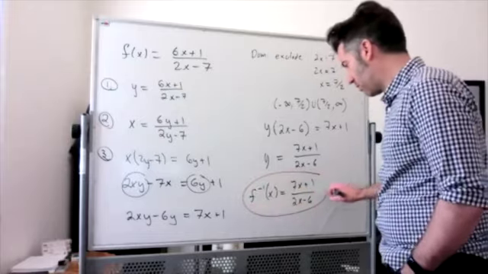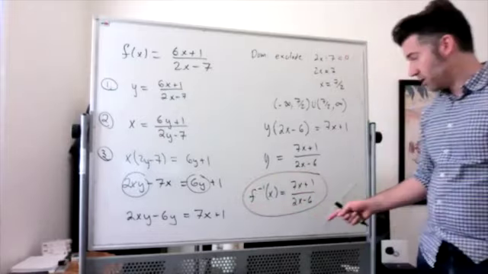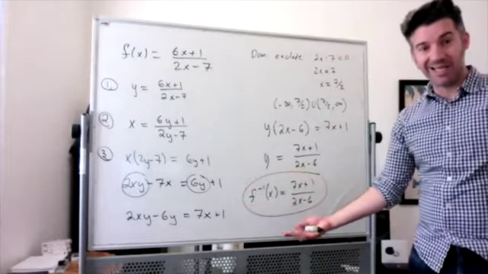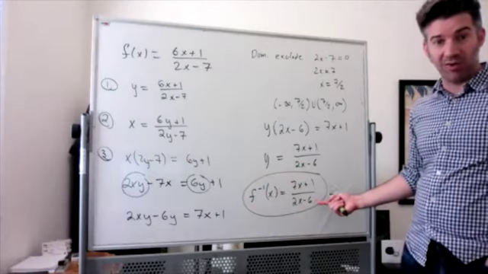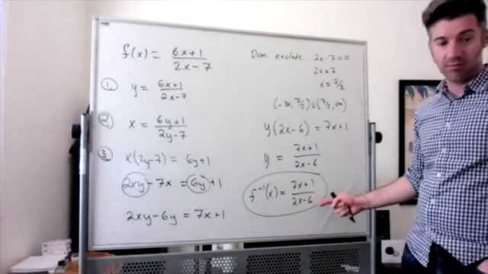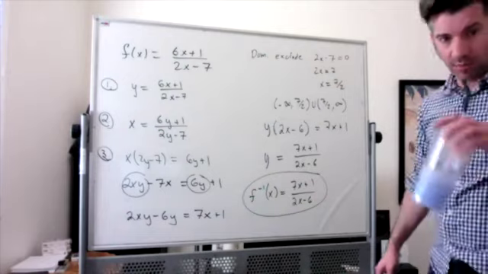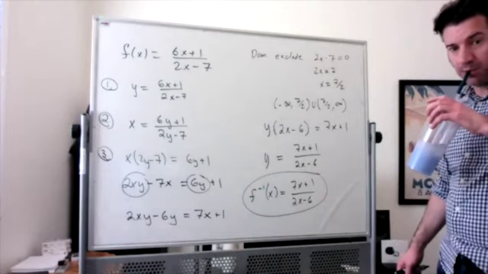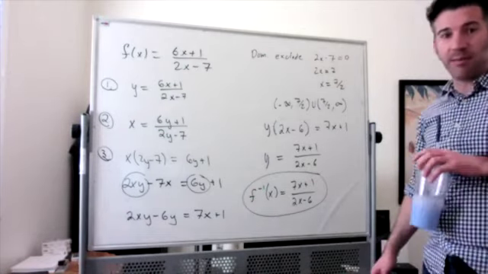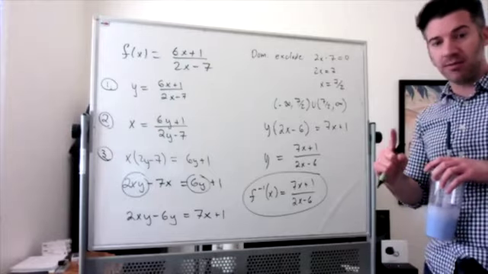Okay, so now let me ask you guys, what number is not in the domain of this function? What is x not allowed to be here? You can type it in the chat. It's one key.